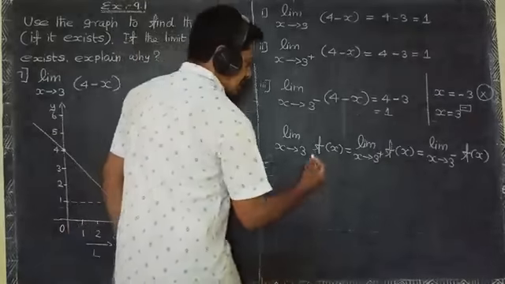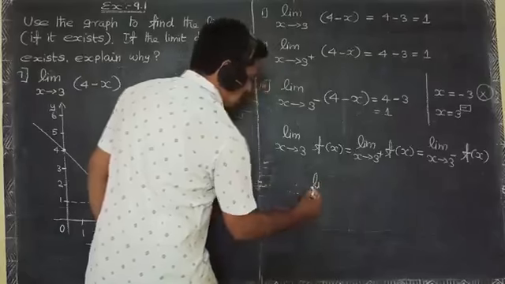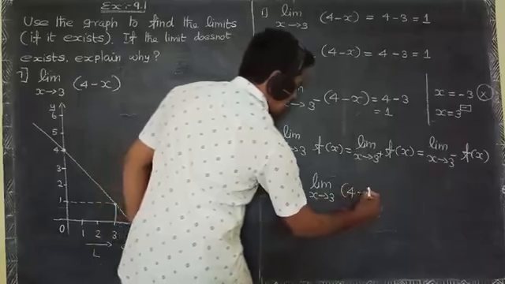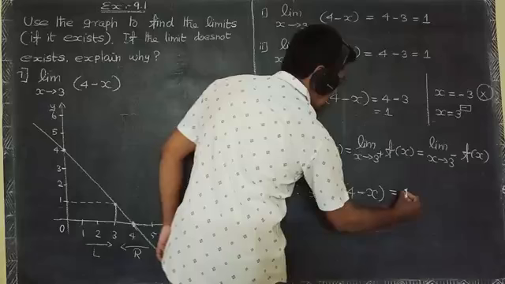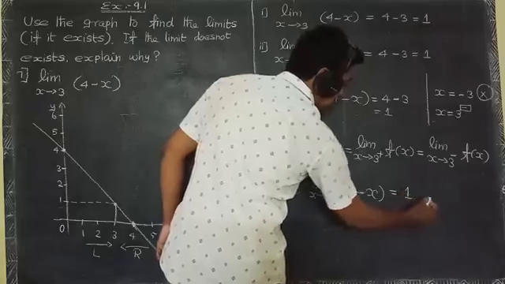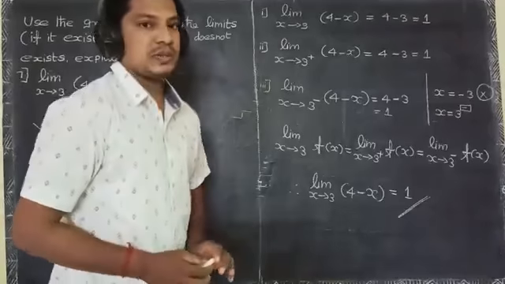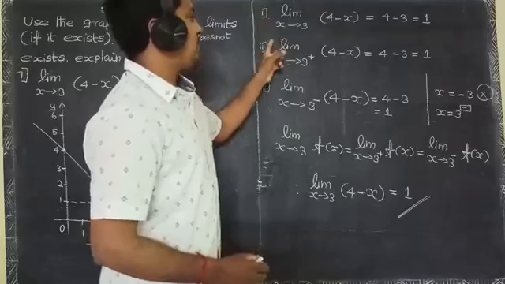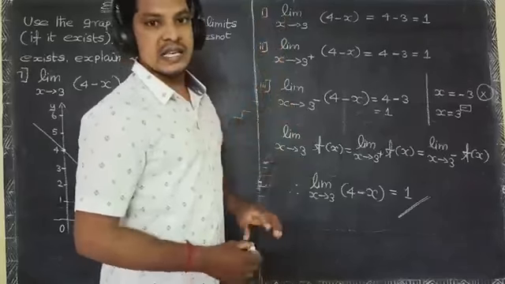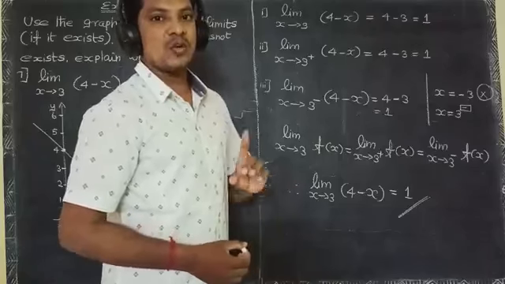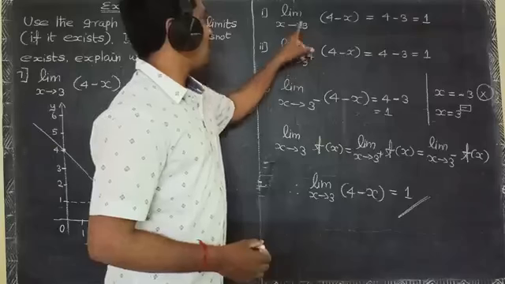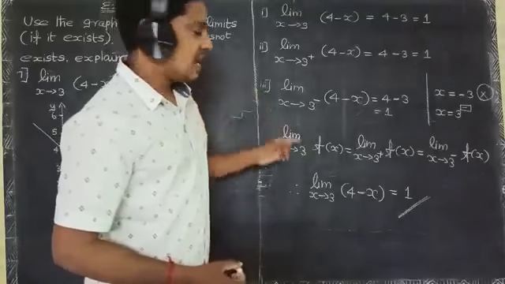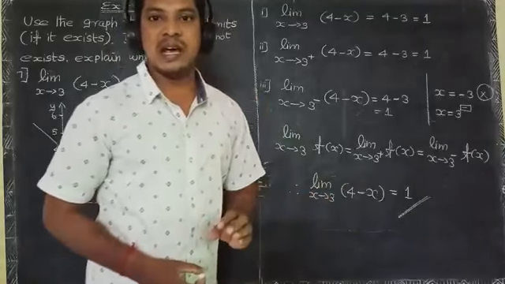Therefore limit x tends to 3, 4 minus x, which is equal to 1. The limit exists. Suppose if the above 3 conditions are not satisfied, if any one condition is not satisfied, it means the limit of the given function does not exist.